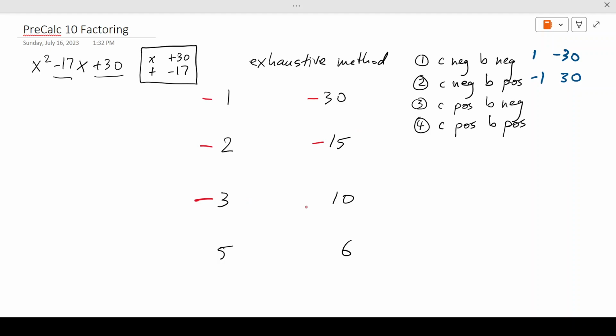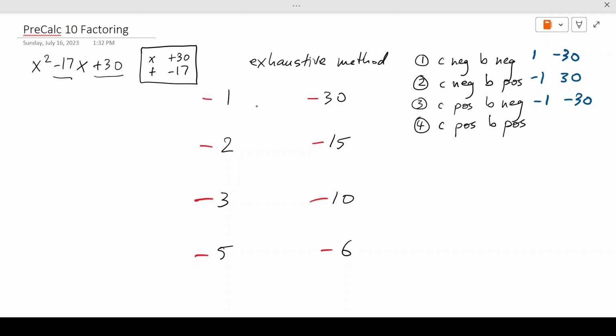Well, let's think for a second. We want them to add to a negative b. The only way to have them add to a negative when they have the same sign is if they're both negative, right? A positive plus a positive will never equal a negative. So we put the negatives everywhere. And to summarize this, I'm going to say, look, we have a negative on the smaller and a negative on the bigger. And now I'll go through step by step exhaustively and try all the options.